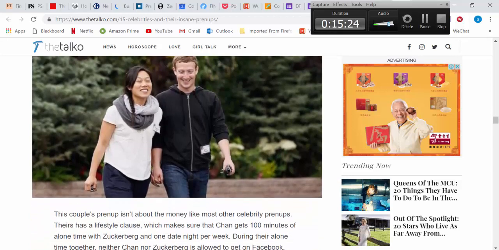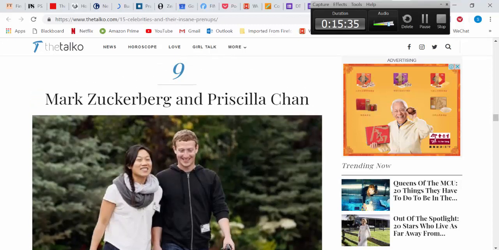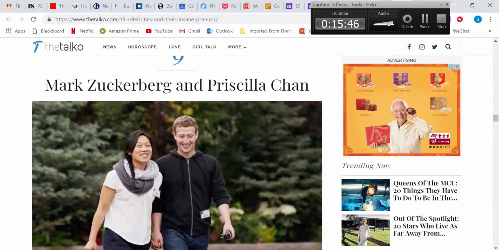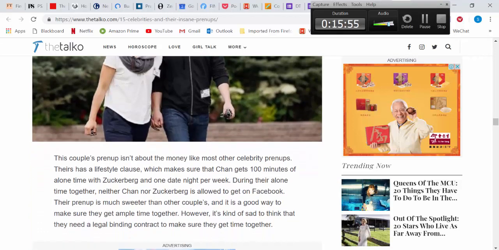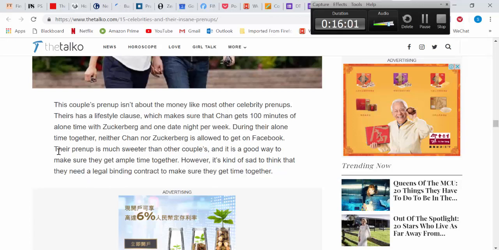Okay. There's actually something quite funny about their prenup agreement, and I want to mention this because it has some relevance. Now, the prenup agreement doesn't have to be just about money or what happens when you break up. It can contain whatever clauses that two parties are comfortable with, okay? And you're going to see examples of that in ISDA. So for them, it's quite funny. Their prenup is much sweeter than other couples, and is a good way to make sure.